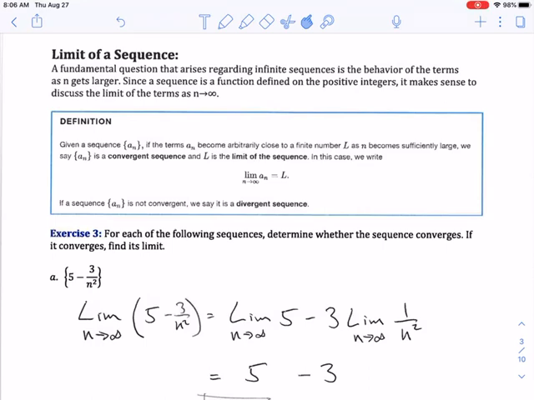Video number 2 on sequences. So we are now going to take a look at the limit of a sequence.